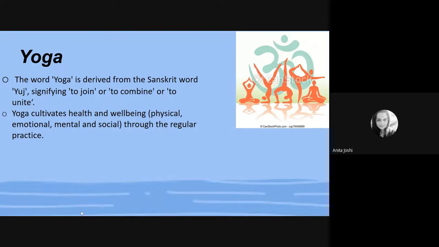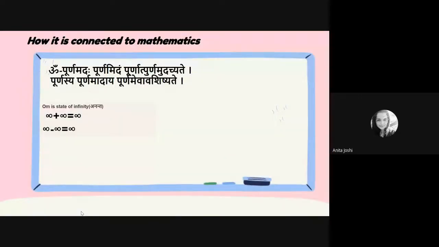Moving forward, I will be discussing a little Sanskrit sloka. I'm trying to connect this sloka with mathematics. The sloka is like this: Om Purnamadaha Purnamidam Purnat Purnamudachyate Purnasya Purnamadaya Purnameva Vasishyate.